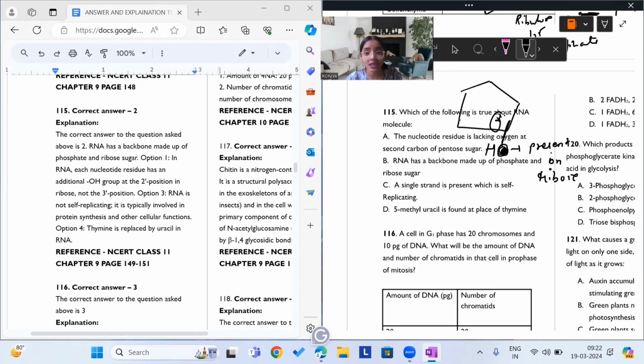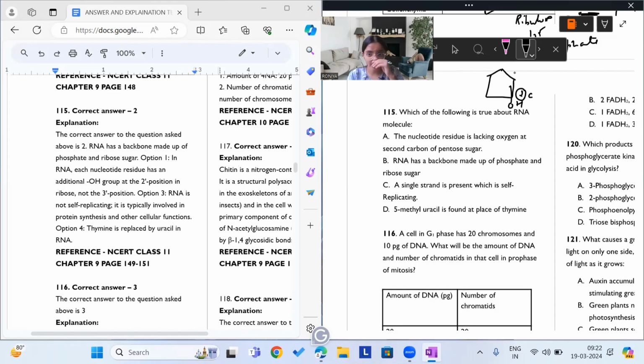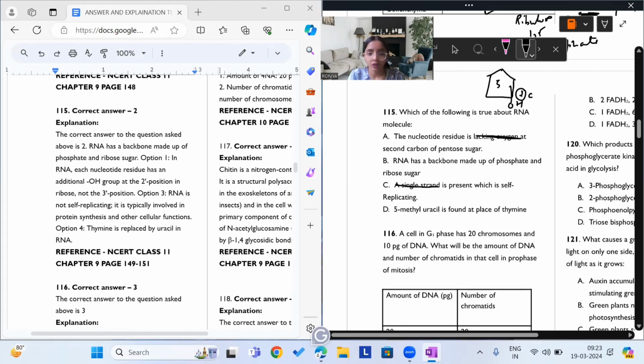So that is why the statement is incorrect, because in RNA we have ribose which has oxygen at the second carbon. Understood? Like this. This is the second carbon. This is ribose, a 5 carbon sugar. Now, RNA has a backbone made up of phosphate and ribose sugar. This is true. Single strand is present, which is self-replicating. This is wrong. Single strand is not present, double strand is present. So this is also wrong.